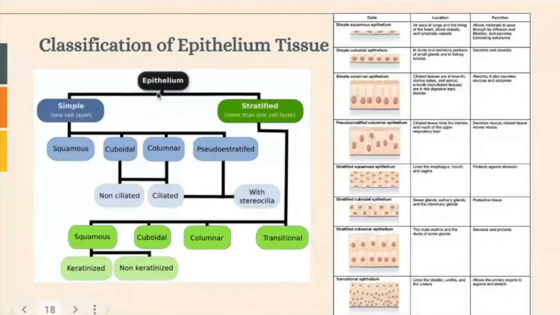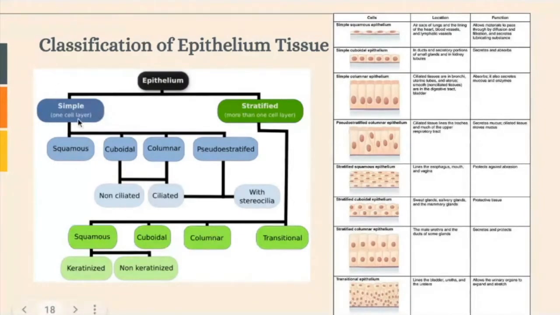Epithelial tissue has different kinds of characteristics. It is divided into simple epithelium and stratified, or becoming strata, meaning they have more than 1 layer of cells. So we call it stratified.